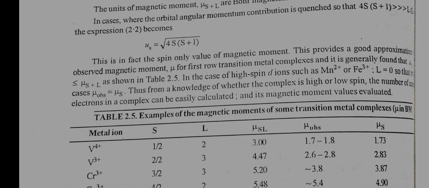In the case of high-spin d5 ions such as Mn2 positive or Fe3 positive, L is equal to 0, so that in such cases mu observed is equal to mu S. Thus, from a knowledge of whether the complex is high or low spin, the number of unpaired electrons in a complex can be easily calculated and its magnetic moment values evaluated.